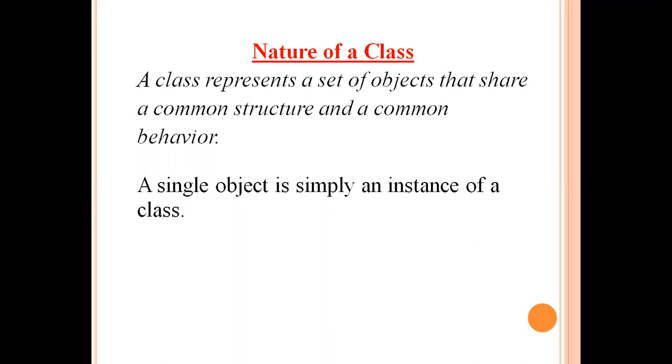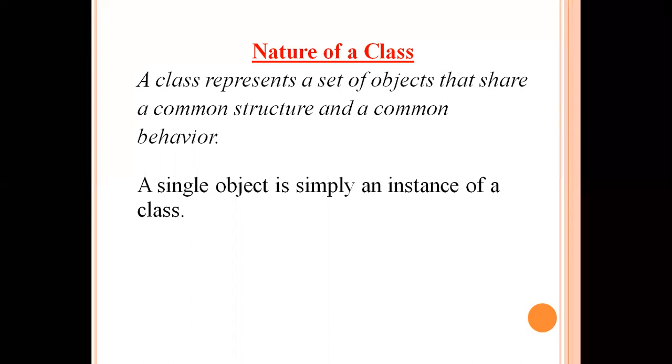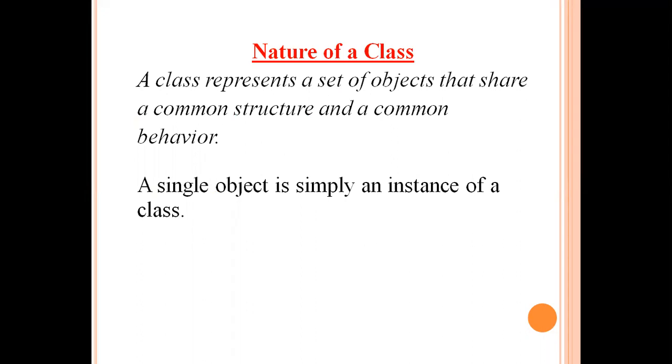So normally in Java language, the class means the collection of attributes and operations. Here same, the collection of attributes and operations. Here attributes represent the common structure and behavior methods represent common behavior. Next, a single object is simply an instance of a class. So suppose you are representing any object, that is an instance of any class. So the nature of the class means it is a general representation of objects.